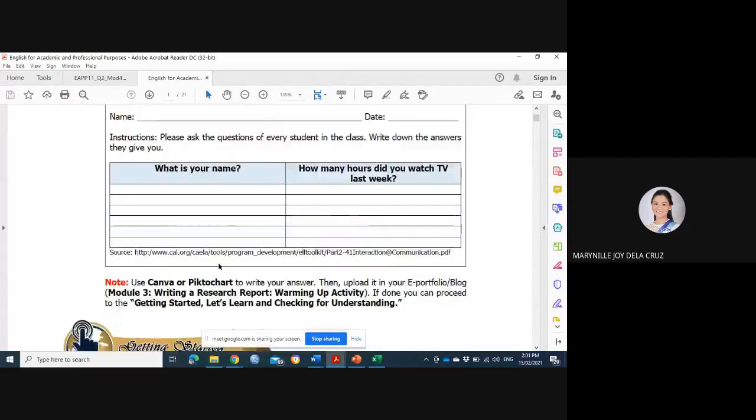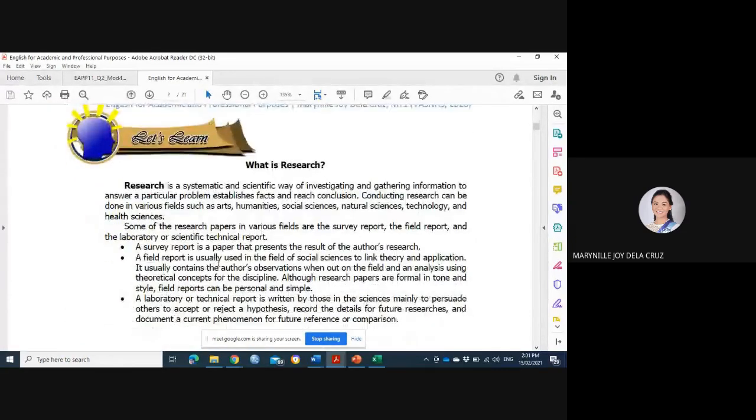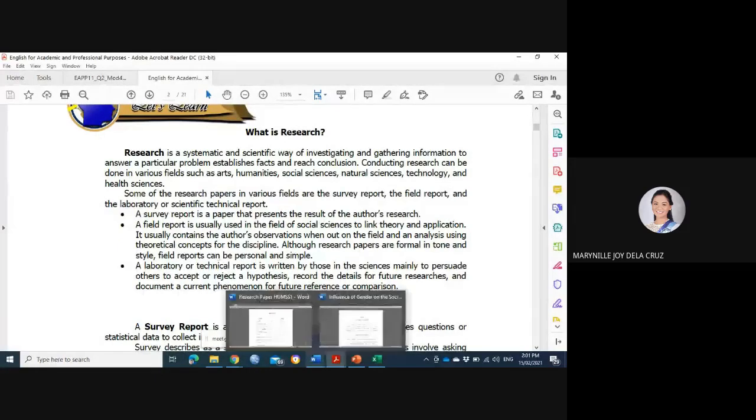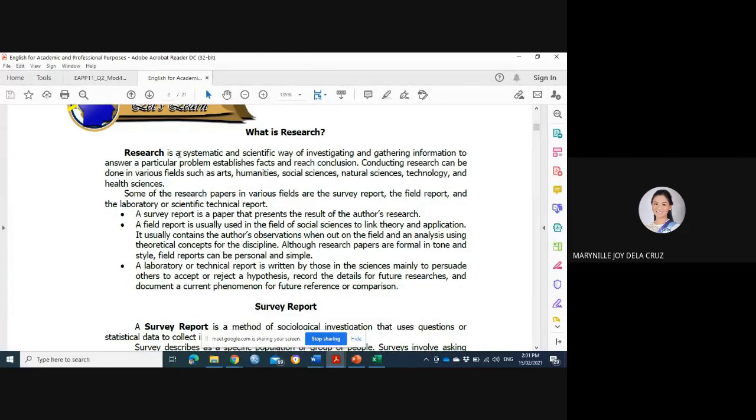And the next one is the discussion of what is research. Like I said earlier, research is a scientific way of investigating and gathering information particularly to establish facts and reach conclusion. So you will have to choose a particular problem, then you will have to have evidences, and those evidences are facts, and based on your evidences, what conclusion have you drawn from it? So you are going to conduct this research.